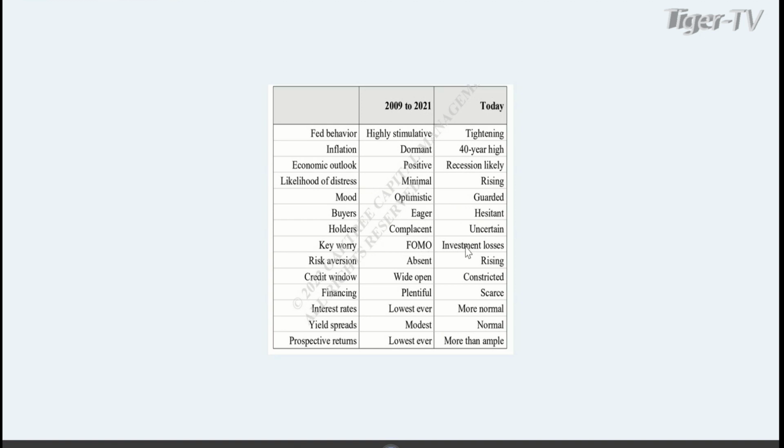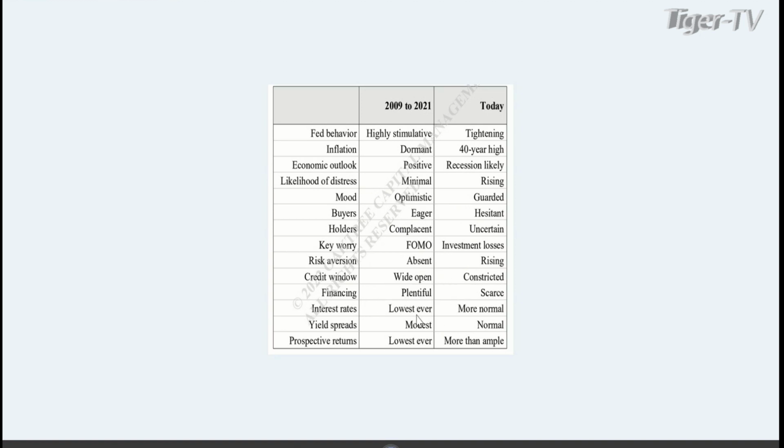And you look at some of these things that have been going on over there with cryptos and some of the others, and you can see some of these we've shown you what they look like. But risk aversion was absent during that time, 2009 and 21, because there was no risk. Now the risk is rising. The credit window was wide open. Now it's constricted. Financing was plentiful.